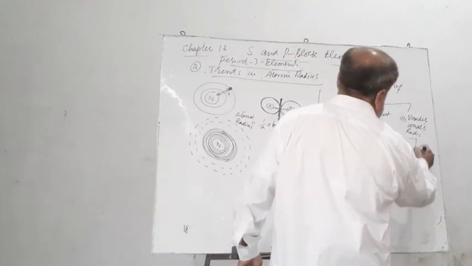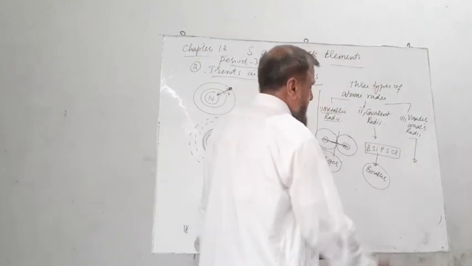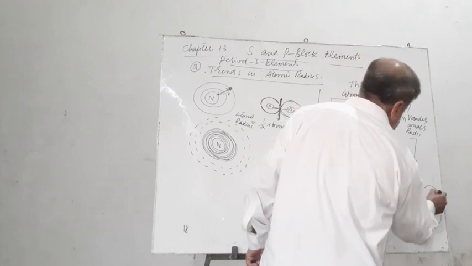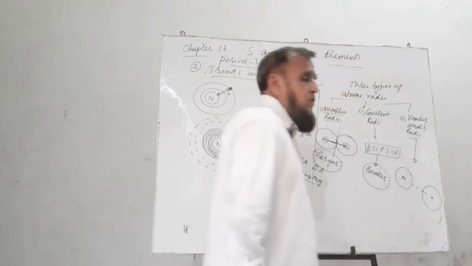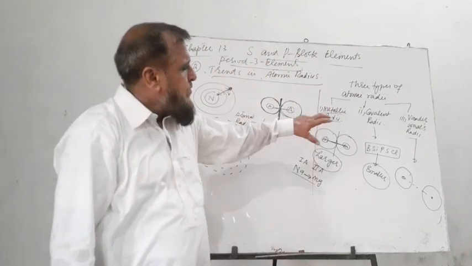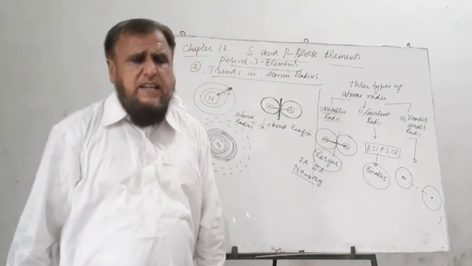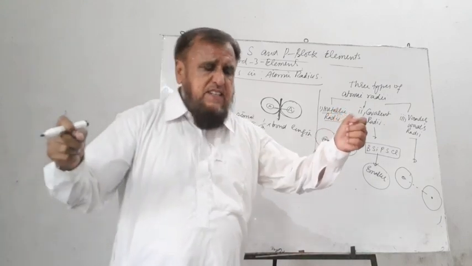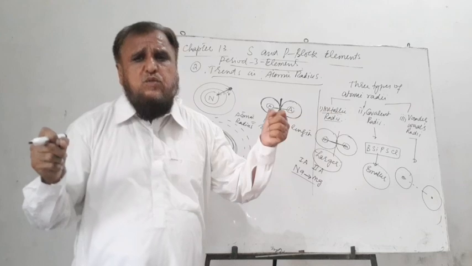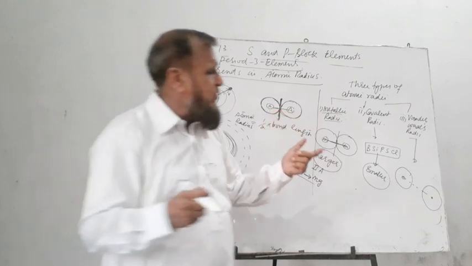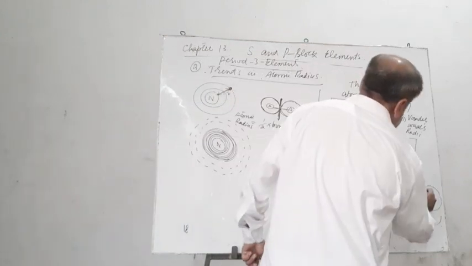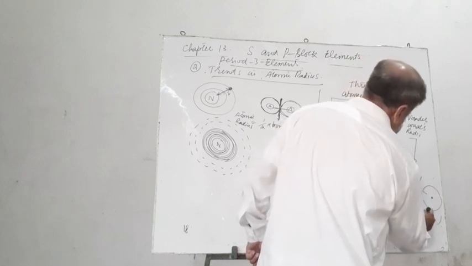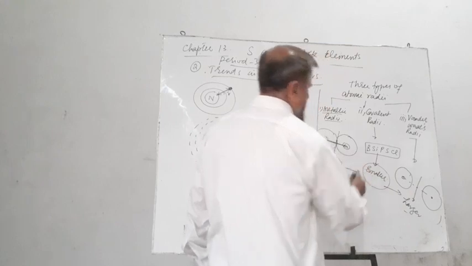Van der Waals radius may be defined as one half the distance between two noble gas atoms. As noble gas atoms do not form a bond, they are present at a distance and are attracted to each other through van der Waals forces, which are very weak forces. Therefore, van der Waals radii are larger than covalent radii.